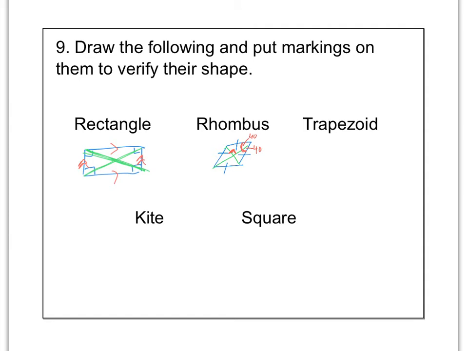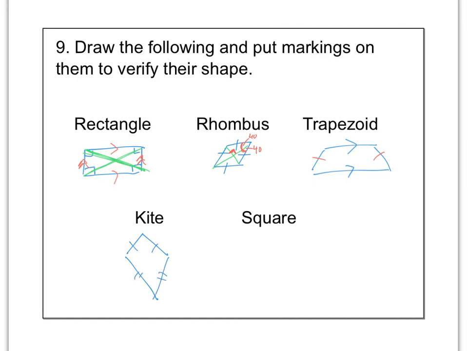Next, we have trapezoid. So a regular trapezoid has 1 pair of parallel sides. But if it's an isosceles trapezoid, it would also have 1 pair of congruent sides. So it kind of depends if it's isosceles or not. Kite. A kite has 2 pairs of consecutive congruent sides.